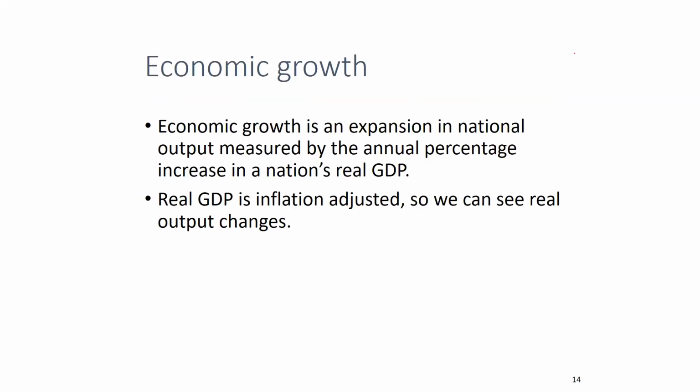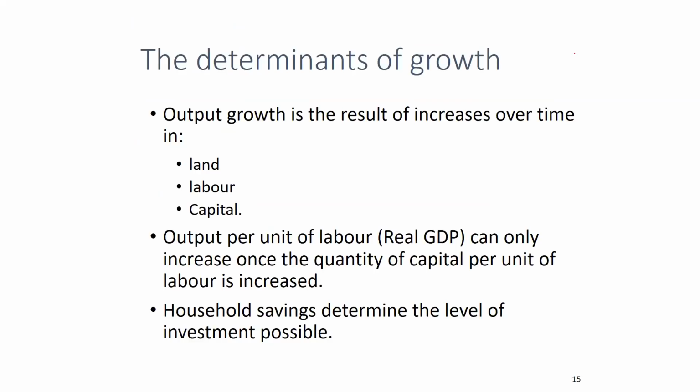Economic growth I have already given you on a very basic note. Real GDP is the inflation adjusted GDP, and the determinants of growth. When you talk about GDP, it is the market value of final goods and services. So when you're saying final goods and services, in other words, it is the value of the output of the economy, right?